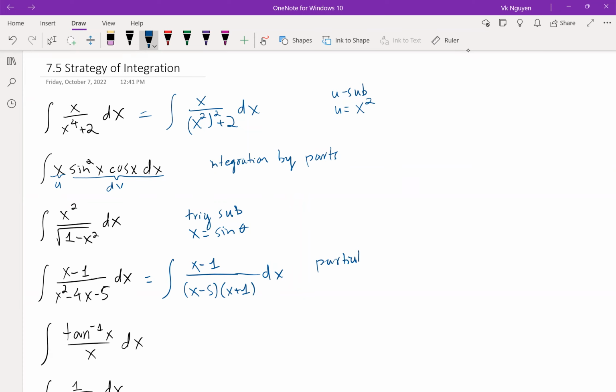Partial fraction. Set x minus 1 over x minus 5 times x plus 1 to be, well, decompose it: A over x minus 5 plus B over x plus 1.